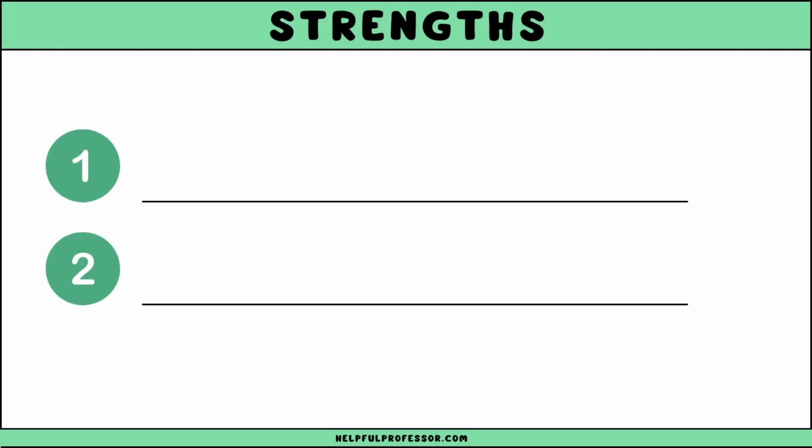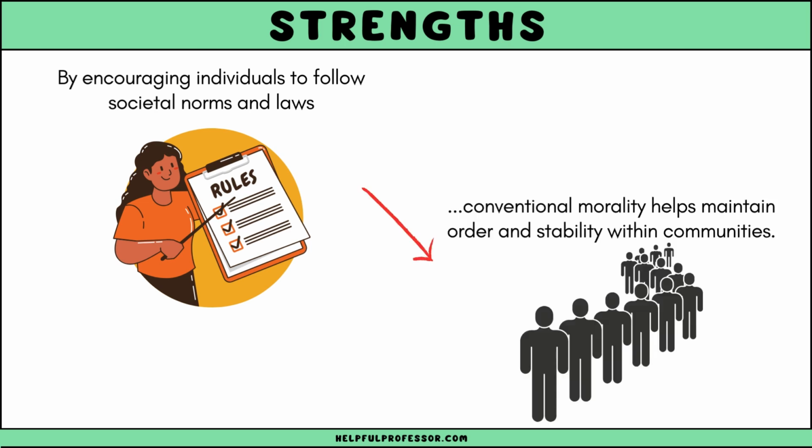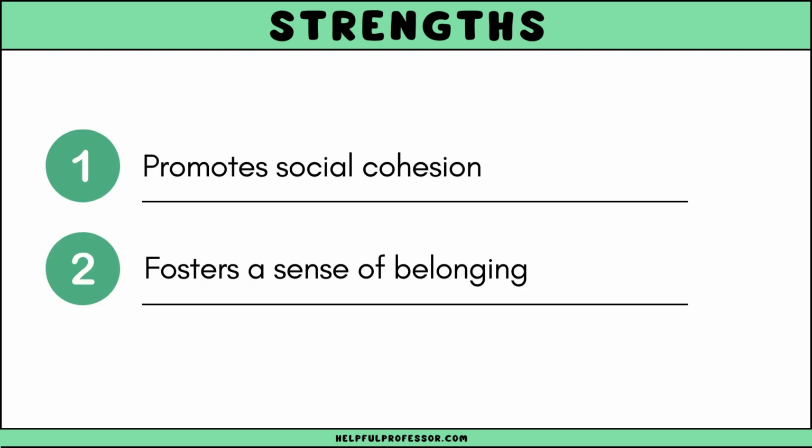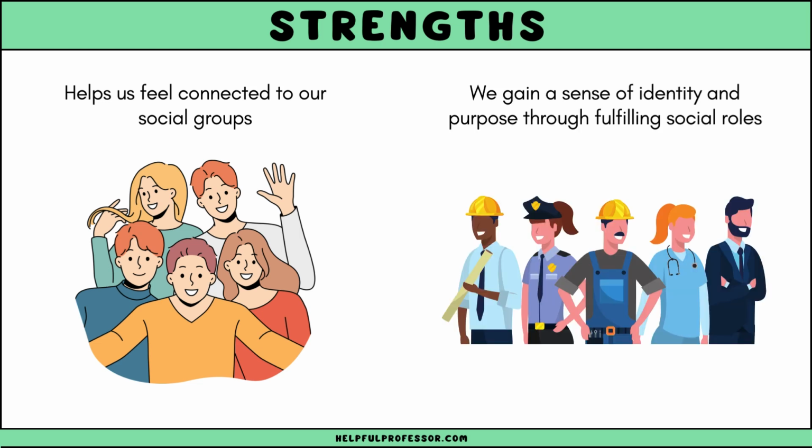Let's explore two key strengths of conventional morality. One strength of conventional morality is that it promotes social cohesion. By encouraging individuals to follow societal norms and laws, conventional morality helps maintain order and stability within communities. Another strength is that it fosters a sense of belonging. Individuals who adhere to conventional morality often feel connected to their social groups and gain a sense of identity and purpose through fulfilling social roles.